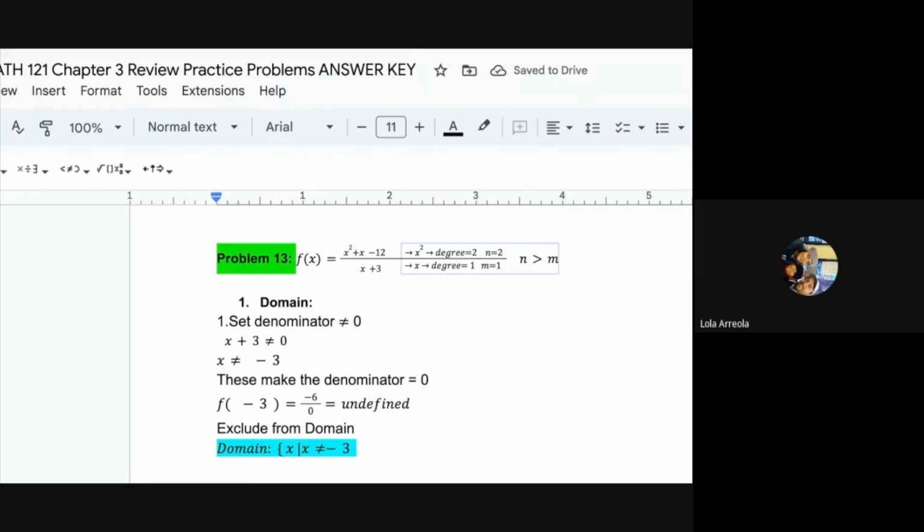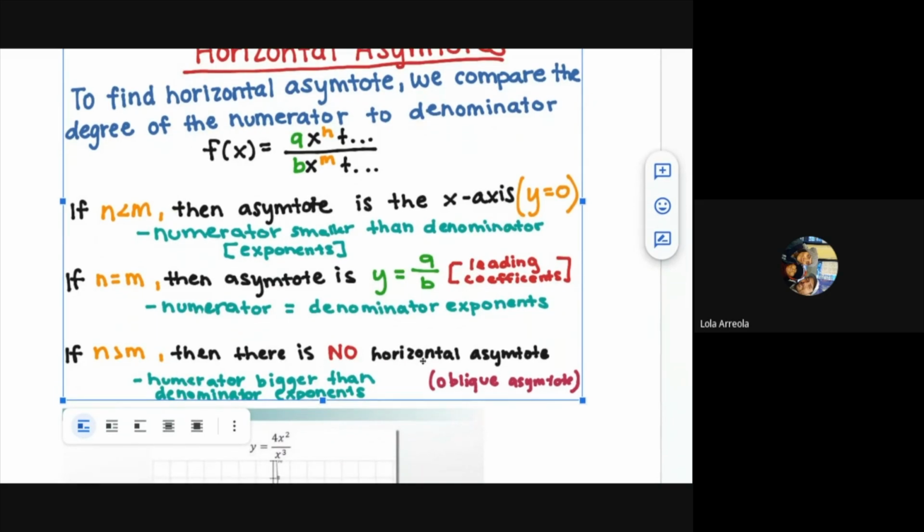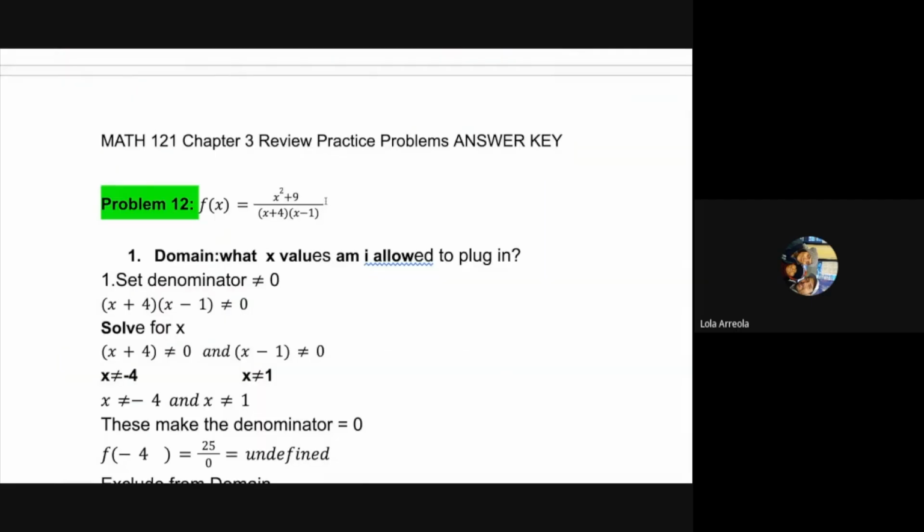So if that's the case, when n is bigger than m, then there is no horizontal asymptote. Instead, we have an oblique asymptote. We'll come back to this. If we have an oblique asymptote, this is where synthetic division comes in. So we're going to have to know how to solve this with synthetic division to solve for the oblique asymptote. So we'll come back to that. Before we finish that, I want to see if we can identify the horizontal asymptote for problem number 13.